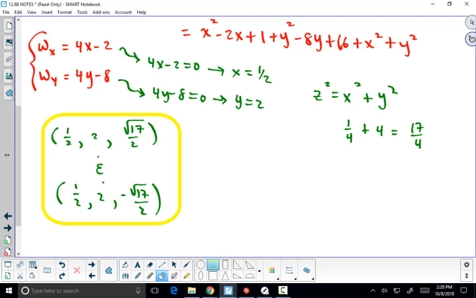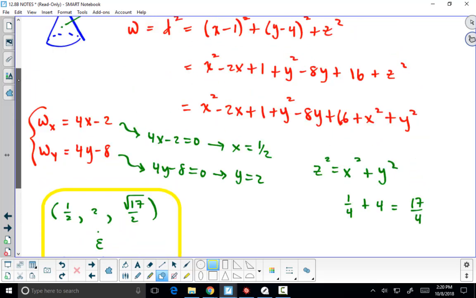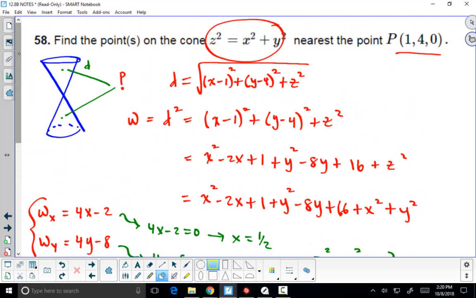Yes. Must include the cone in the distance equation. So there's 2 points? 2 points. There are 2 points because if you think about our cones, Calc 3 cones look like that. So there's one on top and one on bottom.